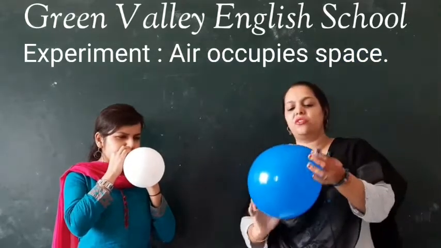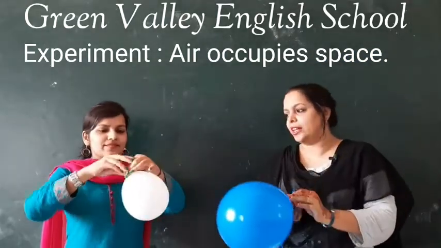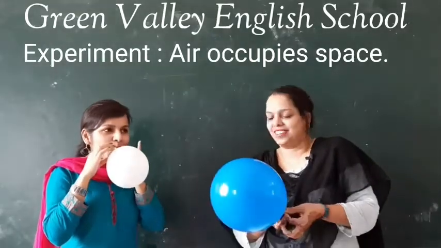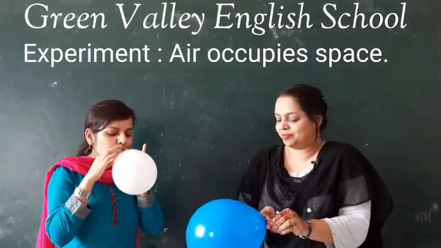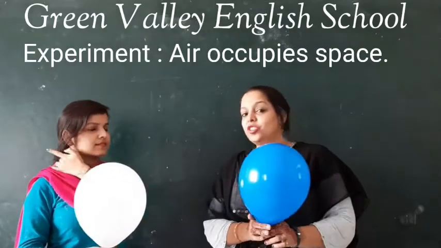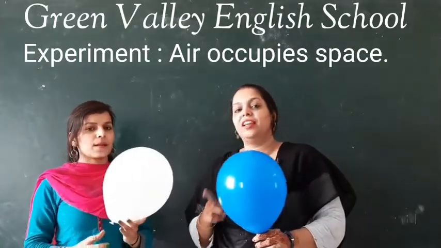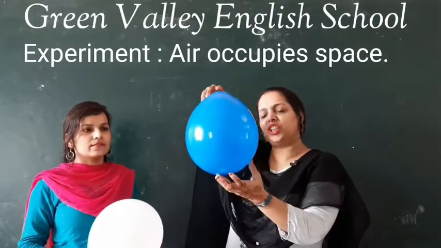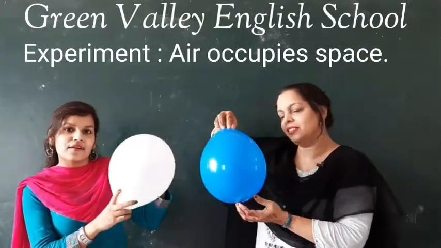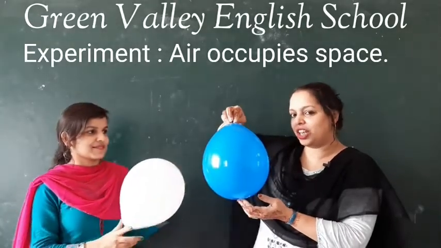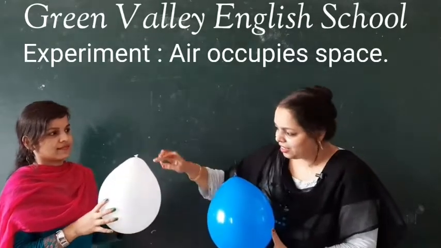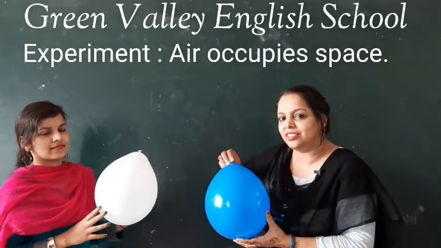My balloon is filled. Now I am going to tie this. Blow more, make it bigger. Now can you see both the balloons? It's filled. It's blown. Can you see the shape? It is filled with air. What is the shape of this balloon? Oval shape. See? Oval shape balloon.